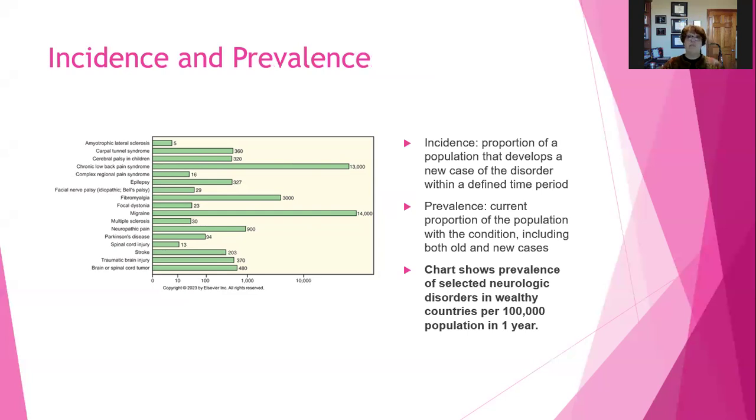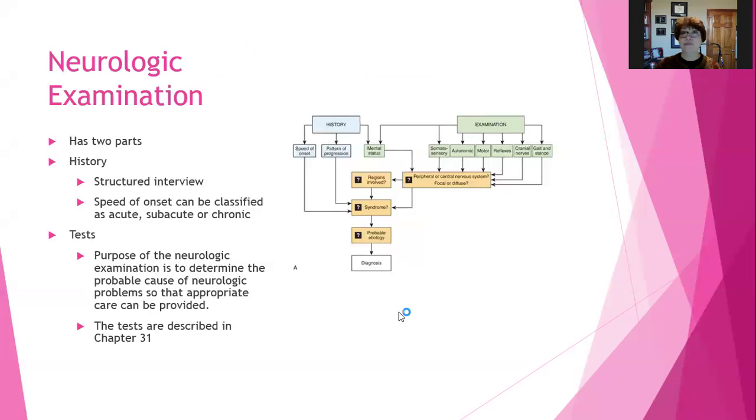The chart is from the textbook, and it shows the prevalence of some selected neurological disorders in wealthy countries. I don't know what that means, but draw your own conclusions. Per 100,000 population in 1 year. When we look at the high numbers, migraine and chronic low back pain syndrome are high numbers. Fibromyalgia is a pretty high number. Brain or spinal cord tumor, it's up there. Spinal cord injury is 13 cases per 100,000 population in a year. Interesting, but there you go.